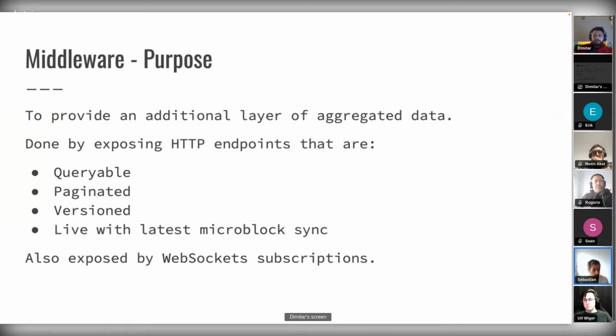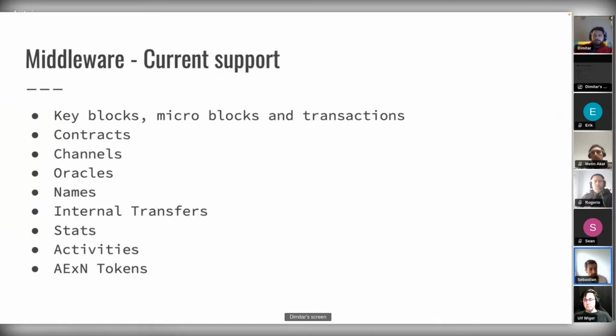Next slide, please. In terms of the different sets of endpoints that we have, we support key blocks, micro blocks, and transactions, which the node already does, but without all of these filtering capabilities. So that is the value added from the middleware.